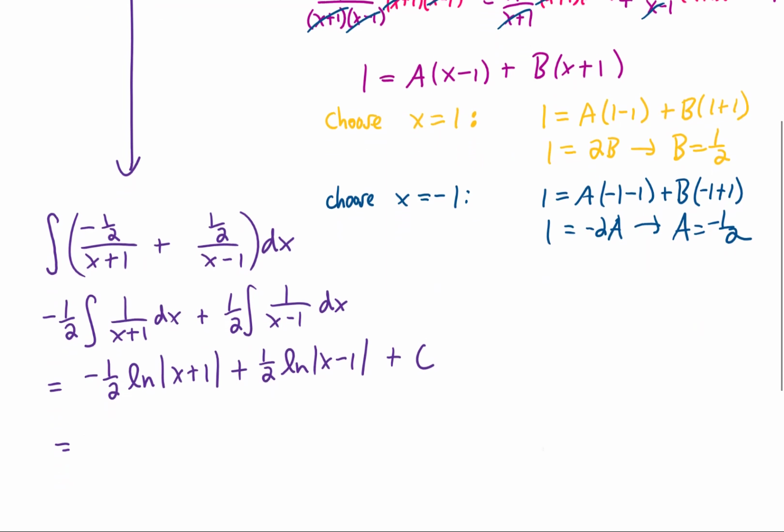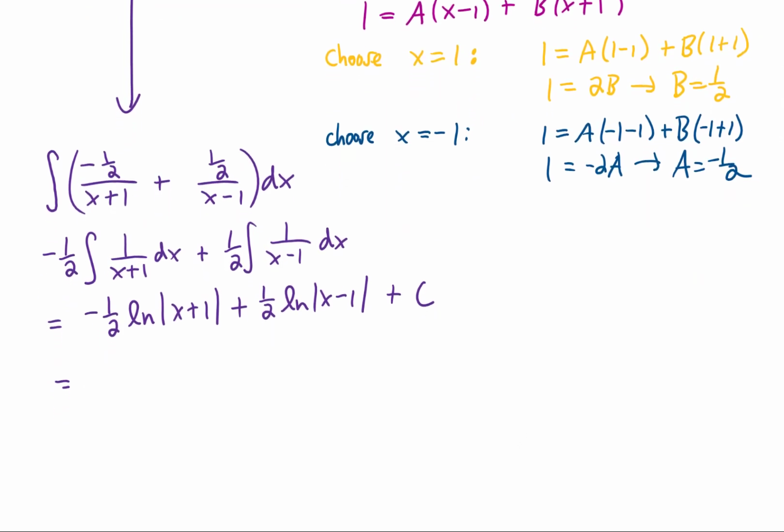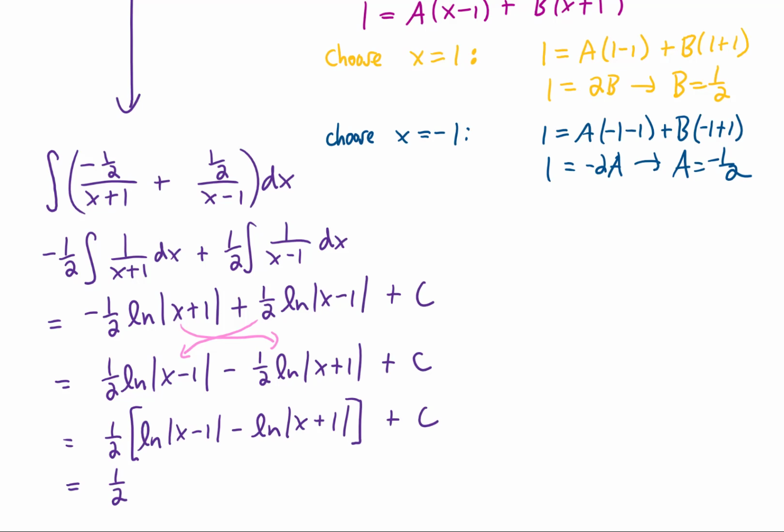And while that answer is pretty good, let's make it look a little bit more like the answer you would see in a table of integrals. Here all I did was rewrite the two terms in reverse order. Then we can factor 1/2 out. Then we can use the property of logarithms that says if we're subtracting two logarithms and they have the same base, we can combine those two logarithms into one by dividing the two arguments in the logarithm.